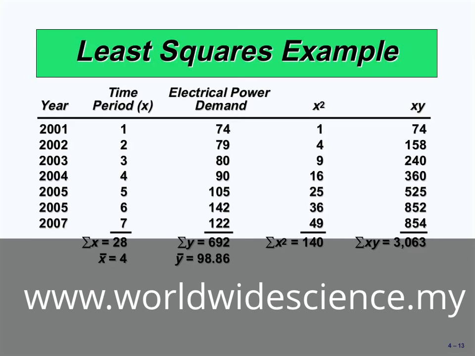Now we have calculated sigma x. Sigma x was 28. We have calculated x bar. X bar means sigma x divided by 7, which is 4. We have calculated sigma y. We have calculated y bar. We have calculated sigma x to the power of 2, and we have calculated sigma xy. So we have 1, 2, 3, 4, 5, 6 numbers now. After calculating these numbers, now we can use the formula.